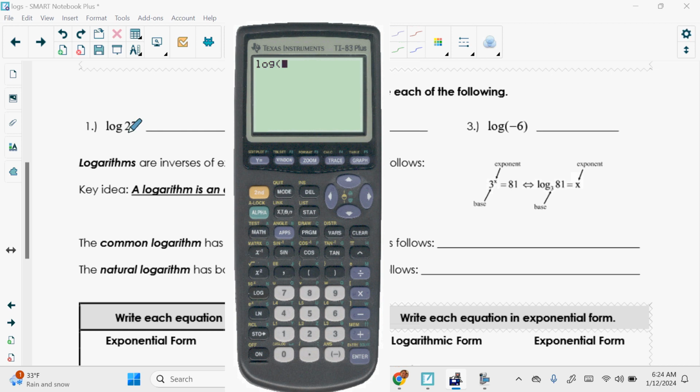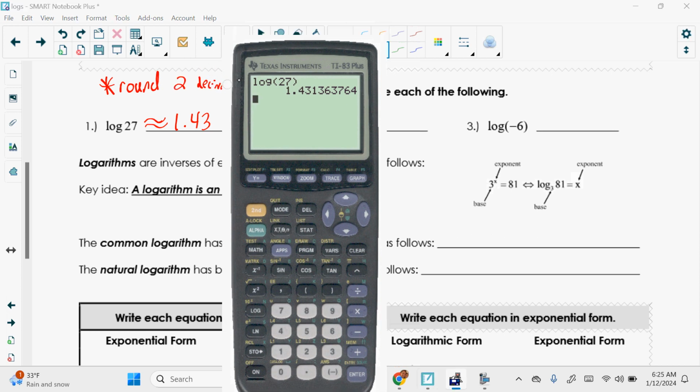So logs, as we're going to eventually see, logs are exponents. This number actually goes on and on and on, so we're going to round. When we write our answer, we're going to say approximately 1.43. We always want to make sure that in this class we round to 2 decimals. So from here on out, it's always 2 decimals that we want to round to. All right, so that's log of 27.